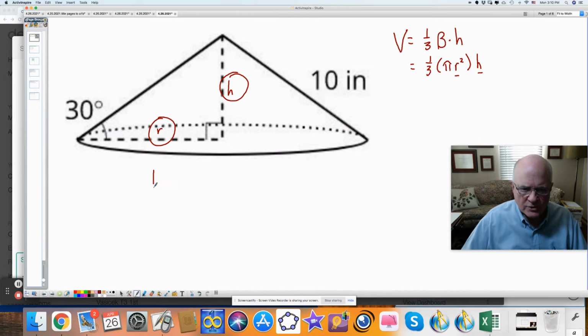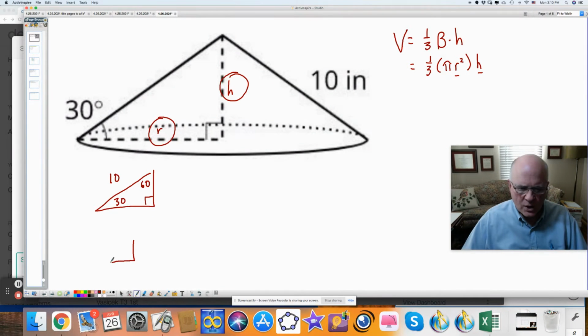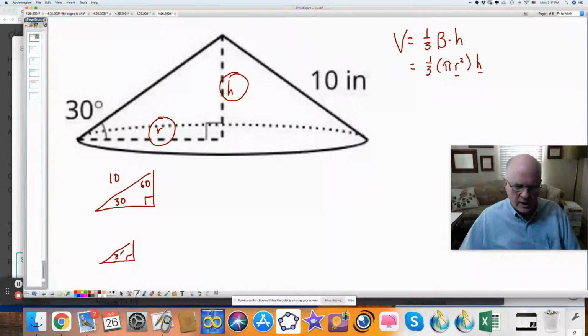We are given, though, that it's a right triangle, and it's a 30, 60, 90 right triangle. If you remember your 30, 60, 90 right triangles, you can do this in relatively short order. The hypotenuse is 10. Draw this 30, 60, 90 right triangle and write down that the hypotenuse is double the shorter leg, and the longer leg is root 3 times the shorter leg. With this proportion in mind, you could easily say that this is 5 and that this is going to be 5 times the square root of 3.